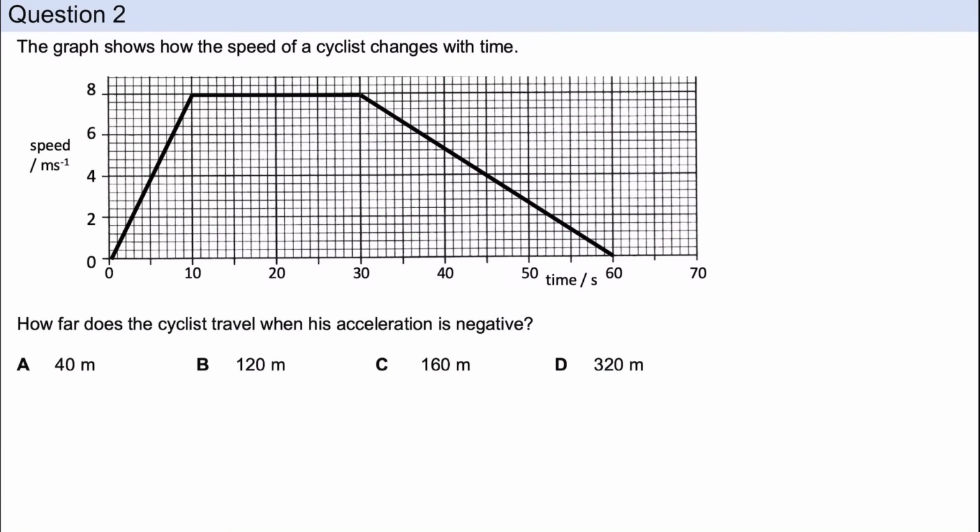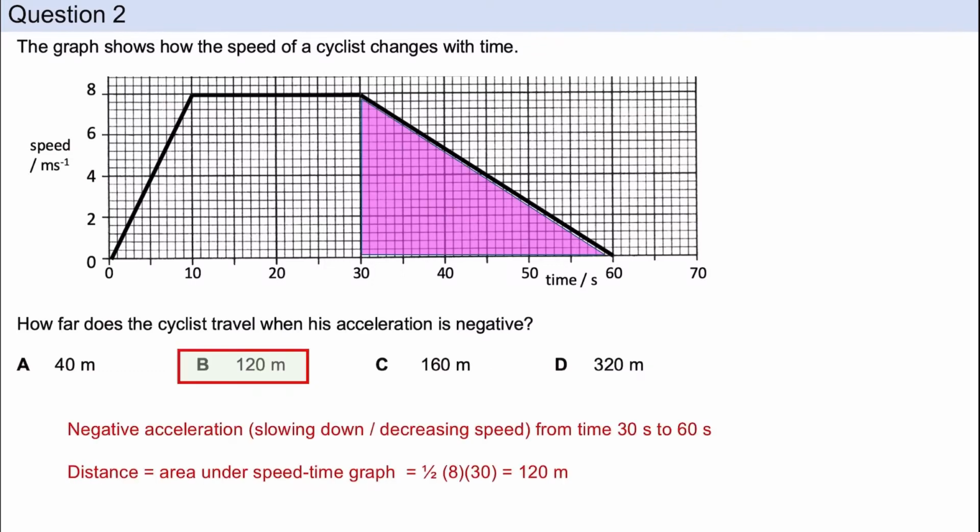Question 2 shows a speed time graph of a cyclist, and you are supposed to find out how far the cyclist has traveled when the acceleration is negative. Negative acceleration means that the cyclist is slowing down or the speed is decreasing, and that happens from 30 seconds to 60 seconds. Distance is the area under the speed time graph, and that will be half times 8 times 30, which gives you 120 meters.